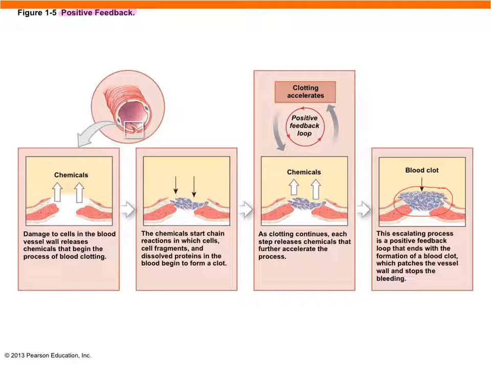This is the example of positive feedback. There's damage to the blood vessel and the chemicals are released. Blood flow is enhanced and platelets are brought to the area. The clotting continues, which brings more platelets to the area, which accelerates the clotting process and releases more chemicals. This continues until the clot is formed, the bleeding is stopped, and the chemical is shut down.